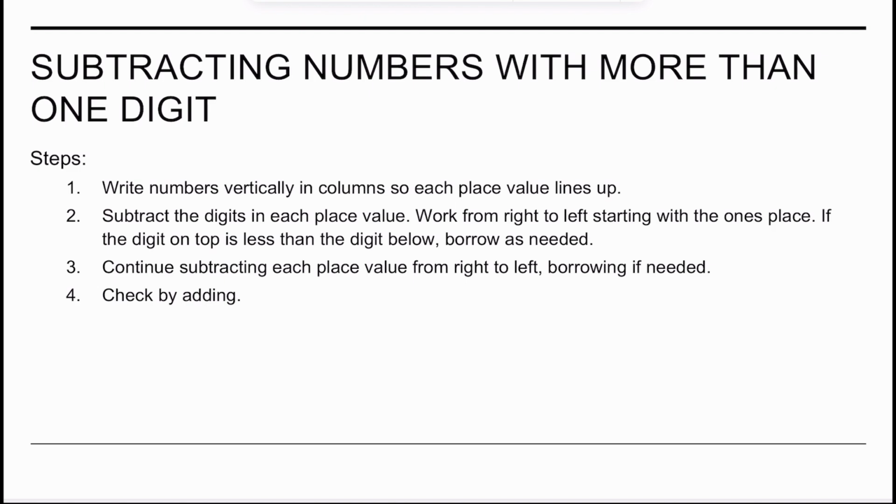So the steps here that I would suggest to write down as we start to approach some practice problems would be: 1, we need to write the numbers vertically in columns so each place lines up. Then 2, we subtract the digits in each place value. So we work from right to left, starting with the ones place. If the digit on top is less than the digit below, we would then need to borrow. So instead of carrying, as we did in addition, we end up borrowing.